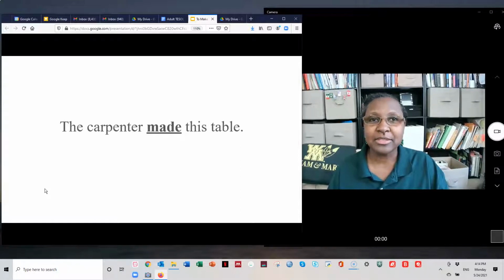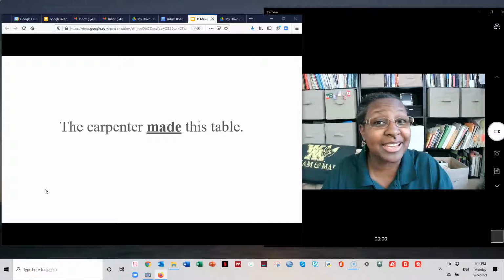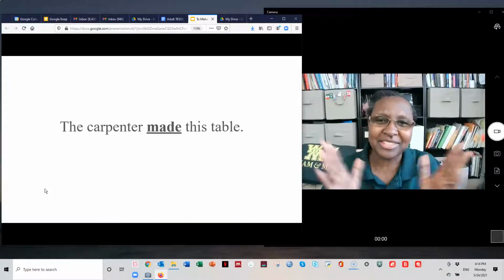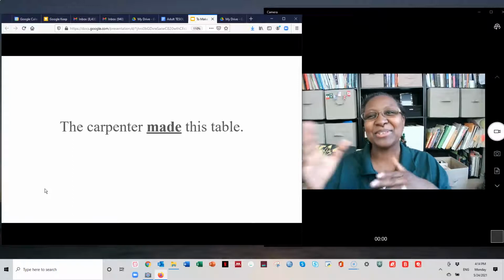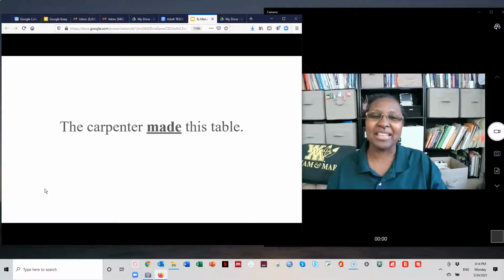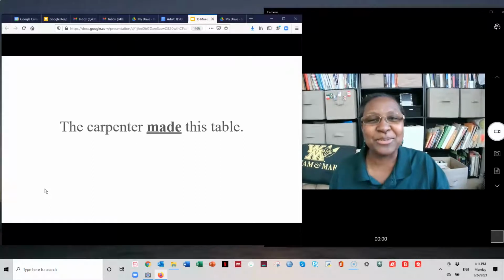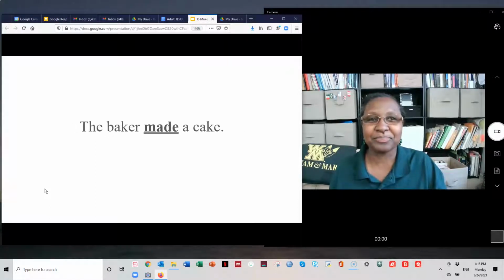The carpenter made this table. Maybe you know of someone who has an interior decorator and they wanted something custom made specifically for their living room. So the interior designer called up the carpenter who took some measurements and made a table specifically for that space. The carpenter made this table. It's custom made. So it's something that is created by an artist like a carpenter.